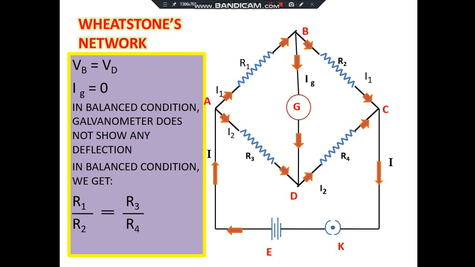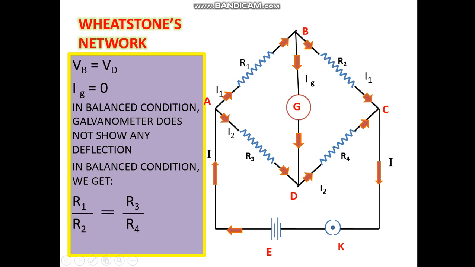Today we are going to talk about the Wheatstone's network in the chapter Current Electricity. Wheatstone's network comprises of the four arms. These are the four arms wherein we have taken resistance R1, R2, R3 and R4. A galvanometer is connected between B and D. A is connected to the cell, the key and back to C.